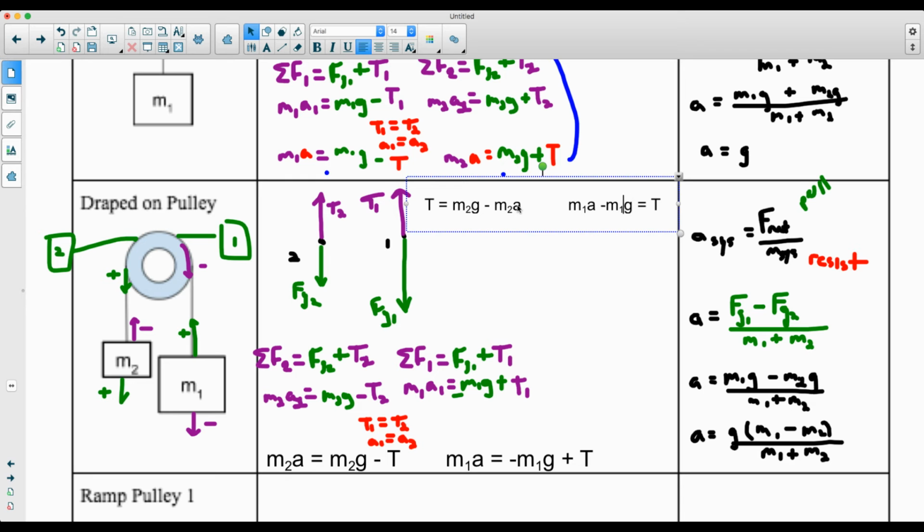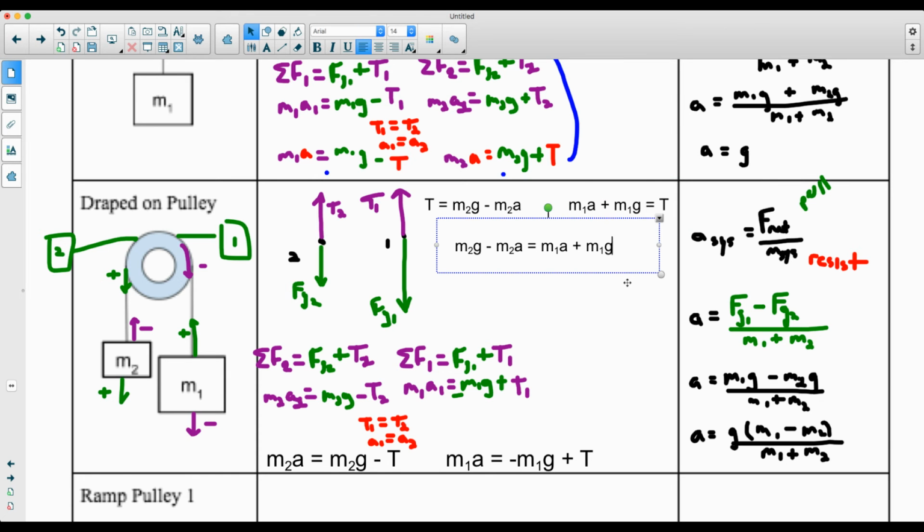So these two are now equal to each other. Tension, tension. And so now we can rewrite this line as, come on over here, M2G minus M2A equals M1A plus M1G.